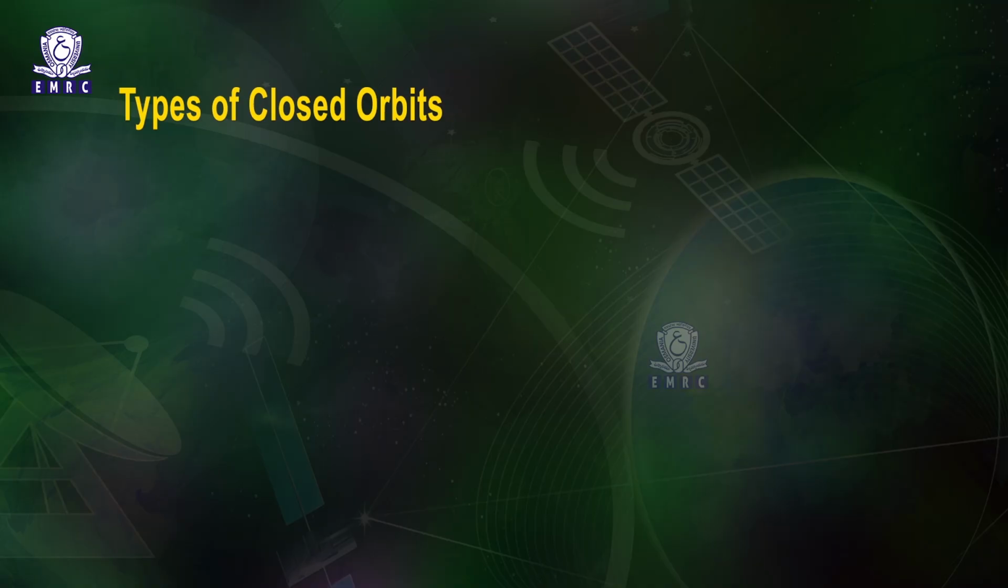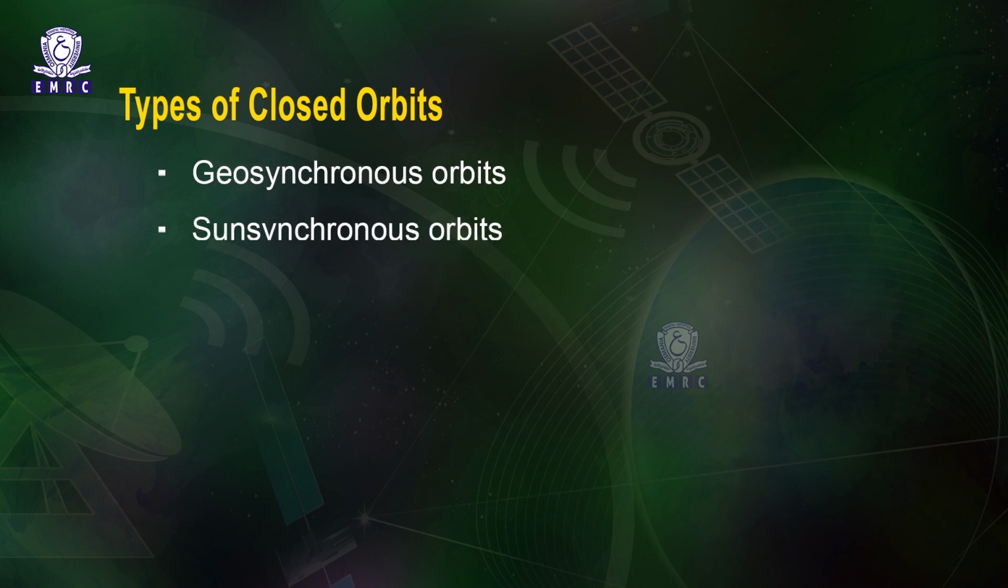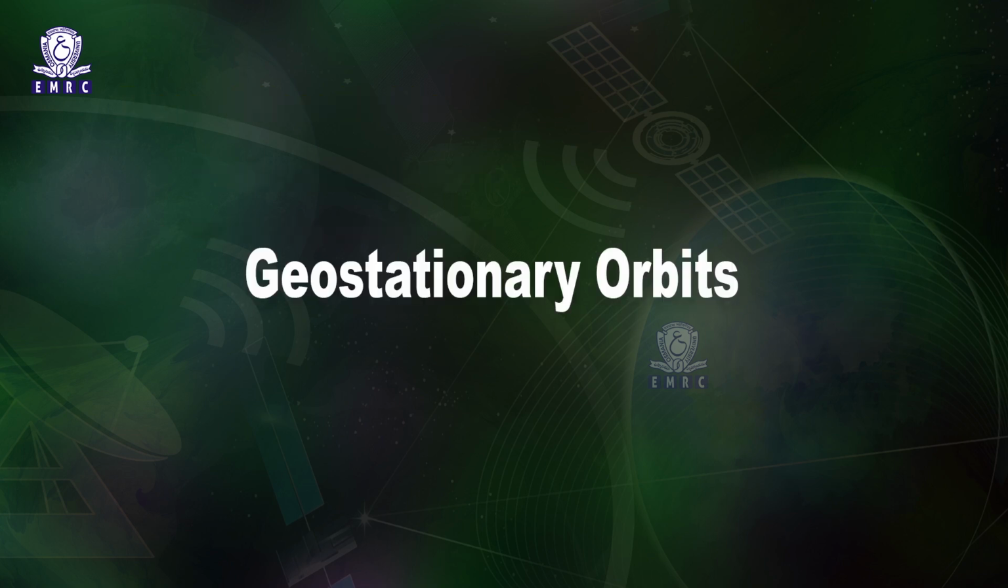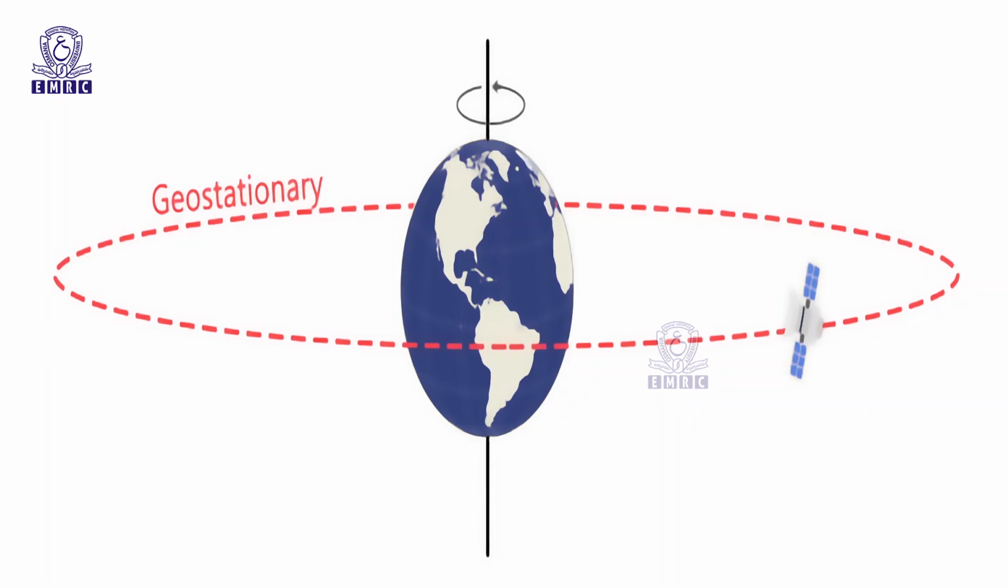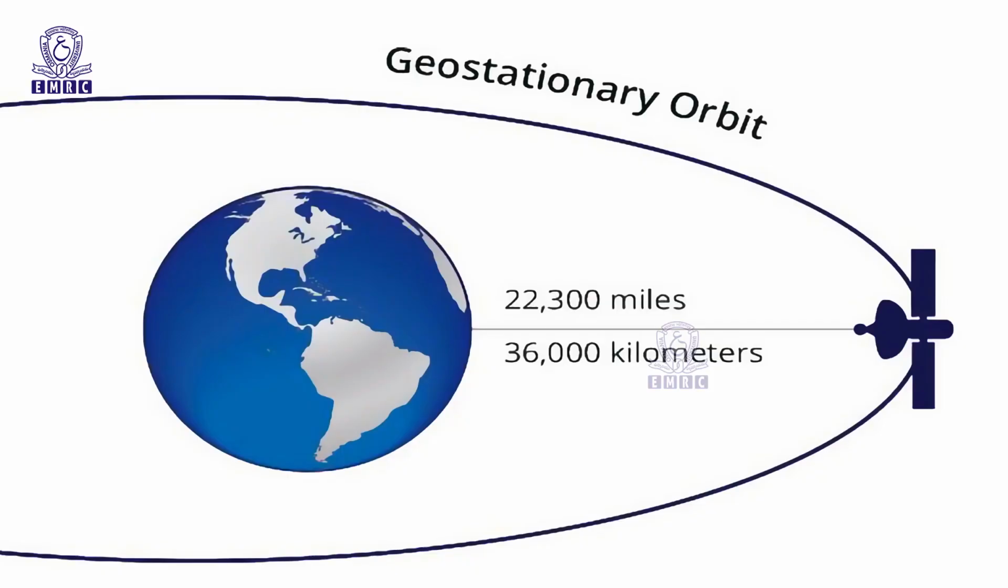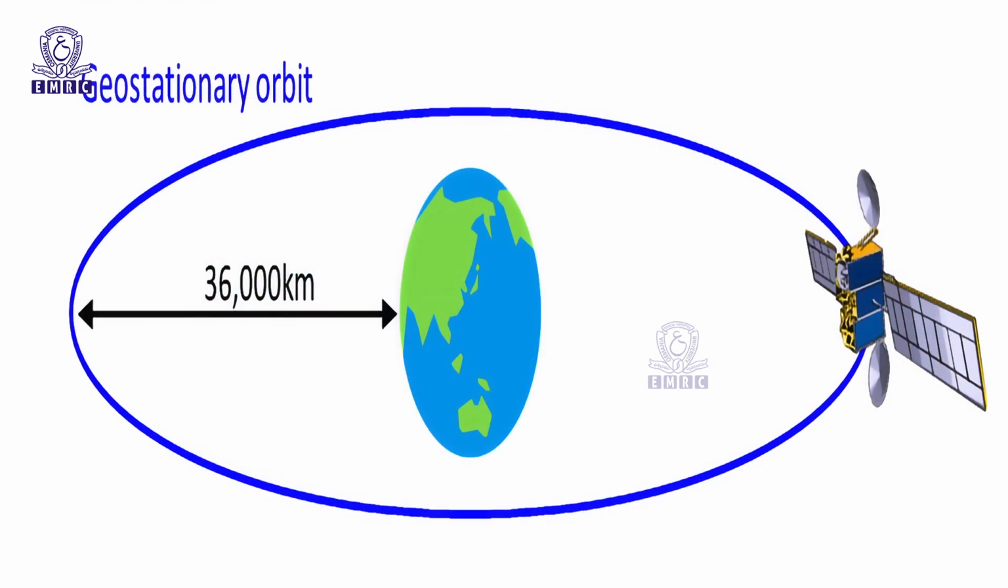There are different types of closed orbits used for operating various satellites. Most commonly used are geosynchronous orbits, sun-synchronous orbits, and geostationary orbits. It is the west to east equatorial orbit in which a satellite is placed on the equator, that is the 0 degrees latitude orbital plane, at an altitude of about 36,000 kilometers above the Earth's surface. At this altitude, satellites travel in this orbit with the same speed and direction as the Earth.